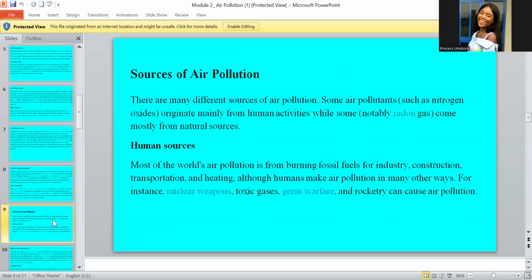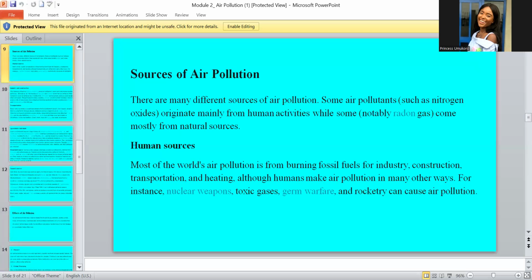So let us look at the sources of air pollution. Some air pollutants can originate from human activities, and most come from natural sources. So let's look at the human sources. Most of the world's air pollution is from burning fossil fuels for industries, for construction, transportation, and heating. Although humans make air pollution in many other ways. For instance, nuclear weapons, toxic gases, germ warfare, and rocketry can cause air pollution.